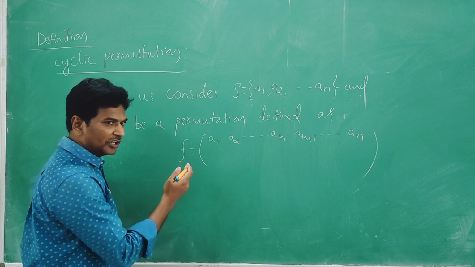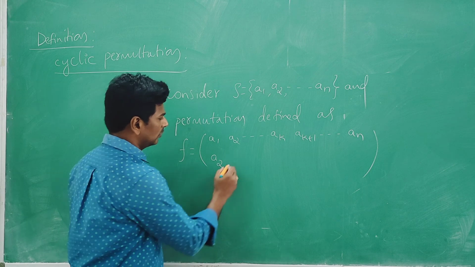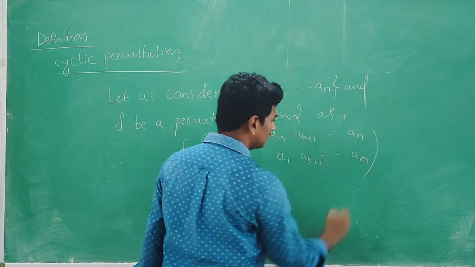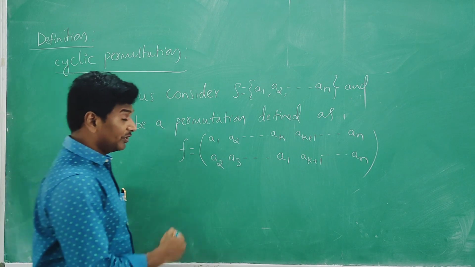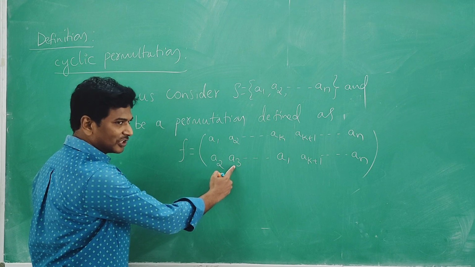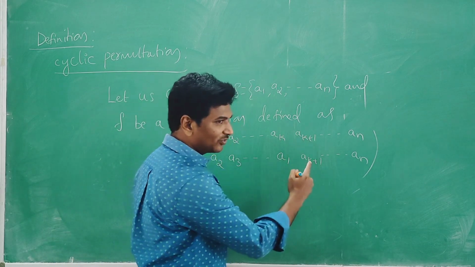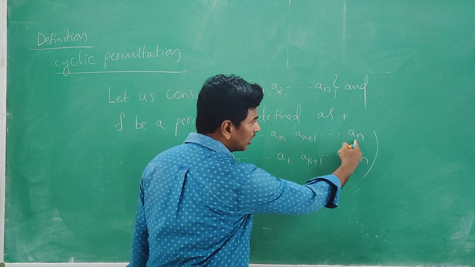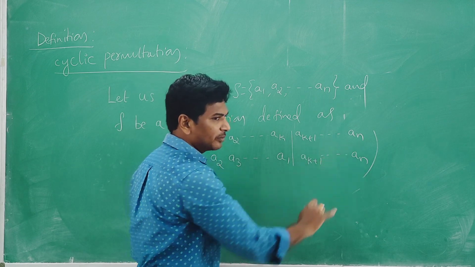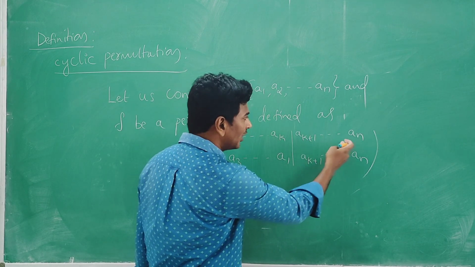Now, the corresponding elements, that is, images of these elements are, let us assume, A2, A3, and so on, A1. And the images are the same for AK plus 1, and so on, AN. Here we observe that the image of A1 is A2, the image of A2 is A3, and the image of AK is A1, but the image of AK plus 1 is AK plus 1, AK plus 2 is AK plus 2, and so on. The image of AN is AN. Here some of the elements are permuted to themselves.